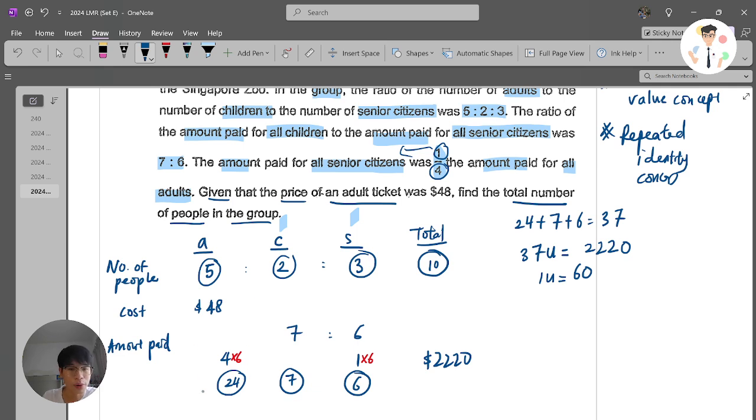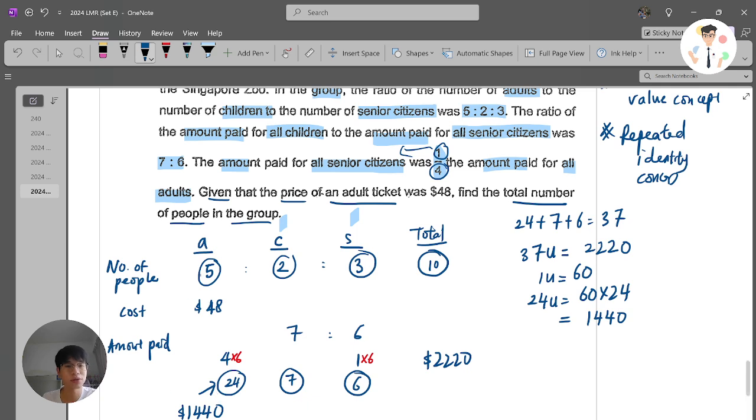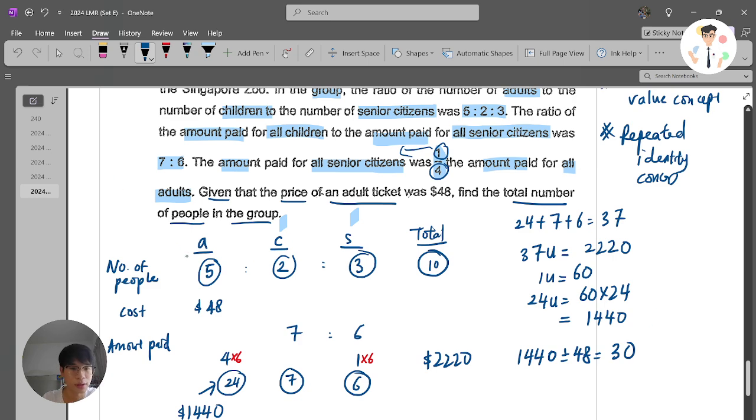And what if now I want to find what 24 units is equivalent to? I'll just use 24 units, 60 times 24. And that will give you 1440. Which means that on the adult tickets, I already spent 1440. And the cost for each person is 48. Then how many people? I'll just use 1440 divided by 48. And I get that it's actually 30 adults here.